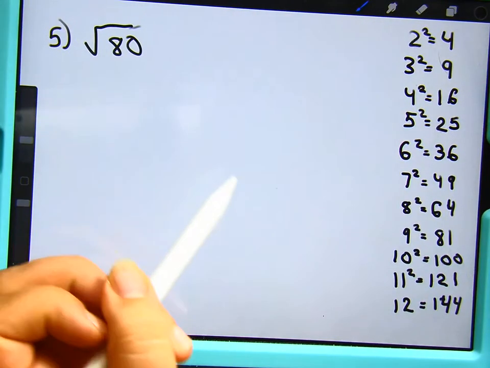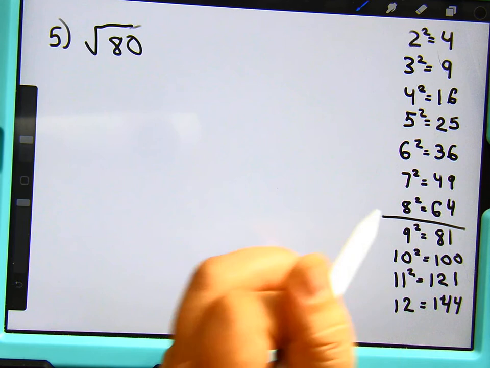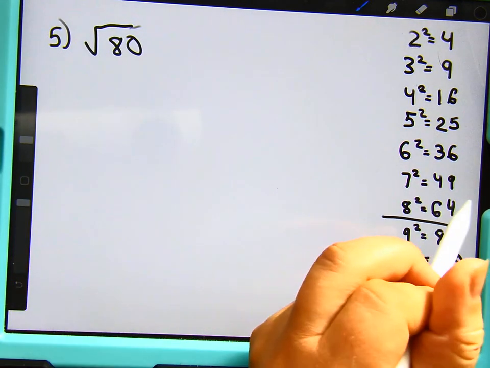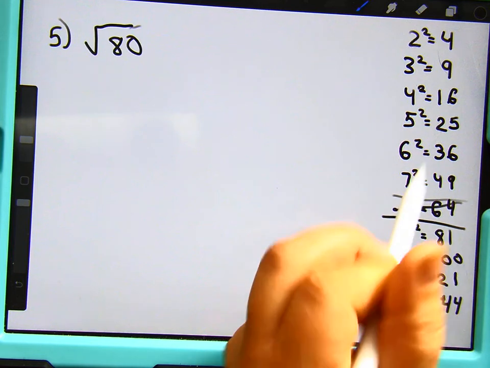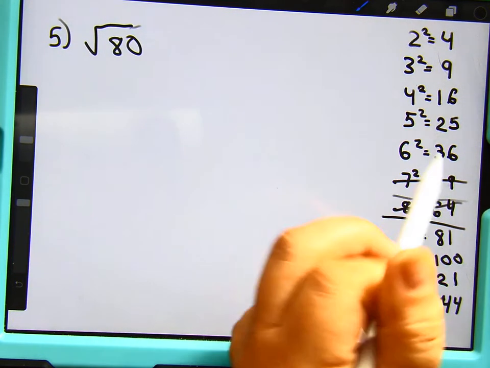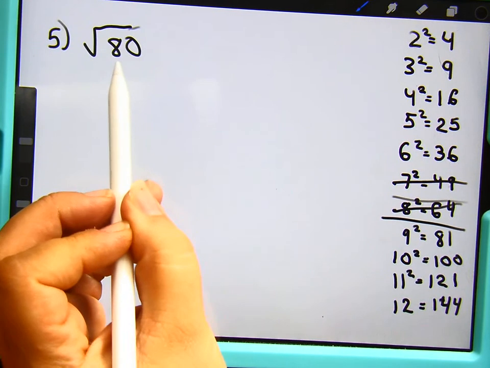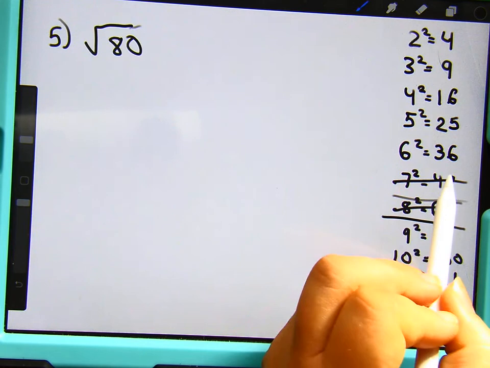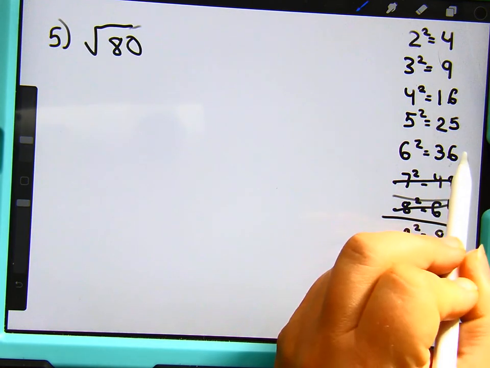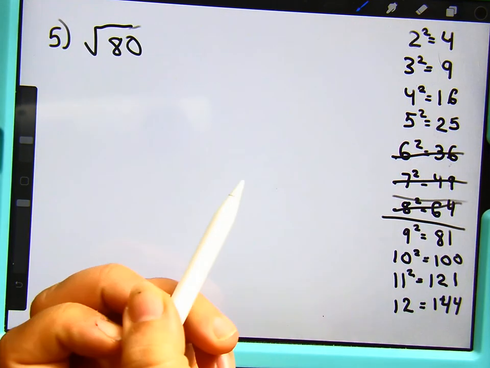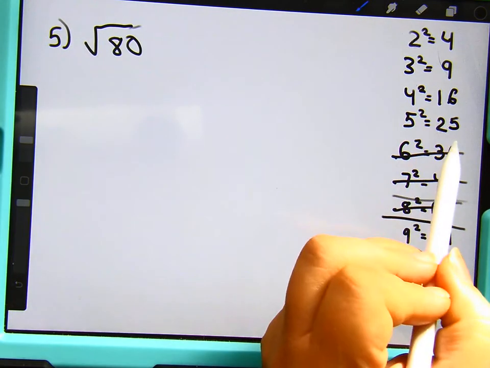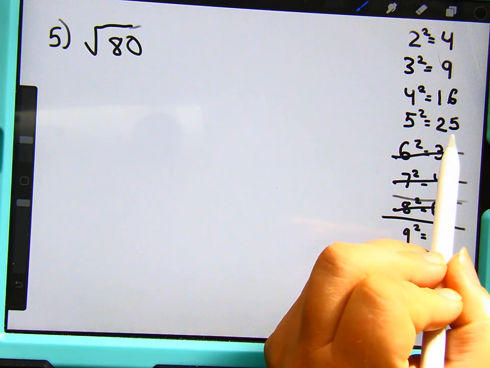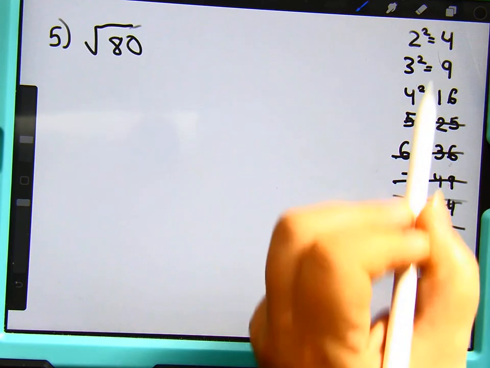Okay, so 80. Obviously, anything greater than 80 isn't going to be a factor of it. I can't take 64 and times it by 2, or 49 times 2, because if I can't even double it, then it's not going to work as a factor of this. So 36 times 2 would be 72, which means it can't go in evenly. 25, well, 25 times 2 is 50. 25 times 3 is 75. So that's not going to go into it.